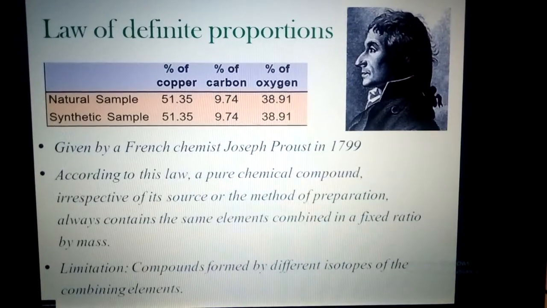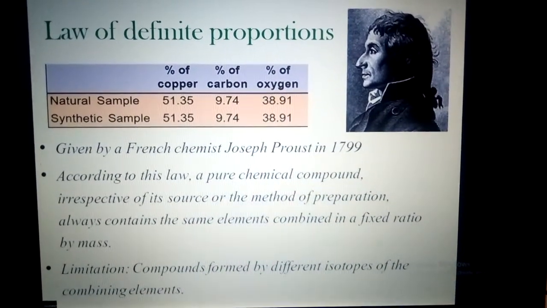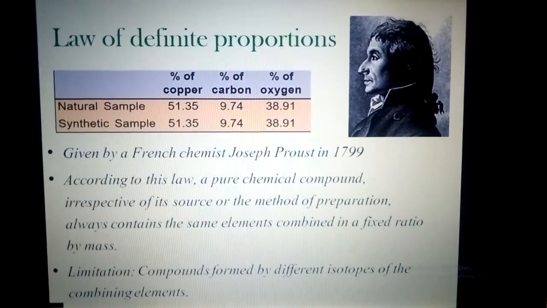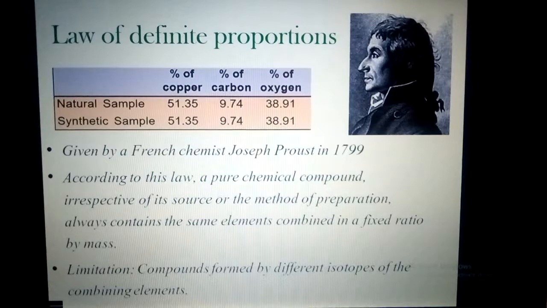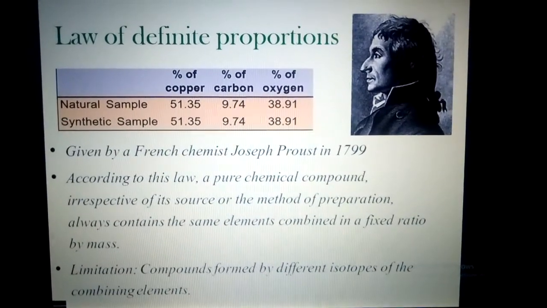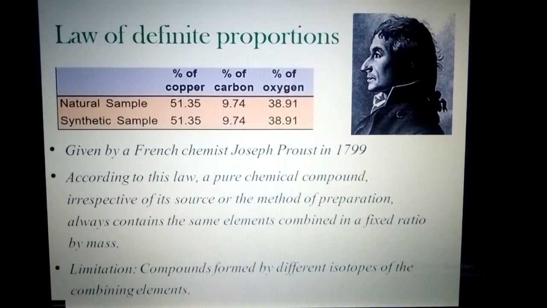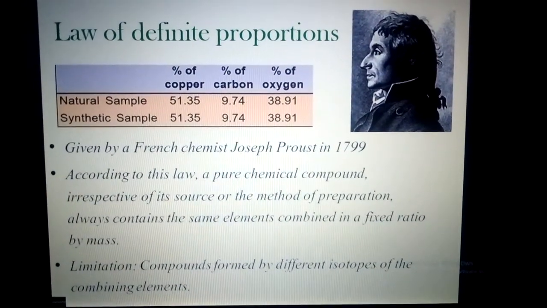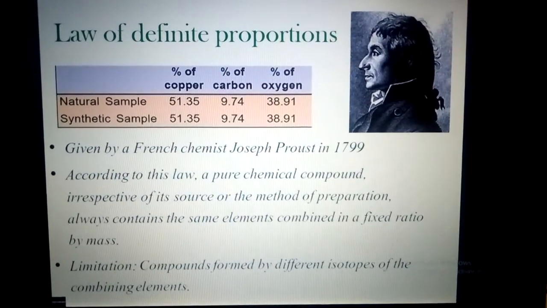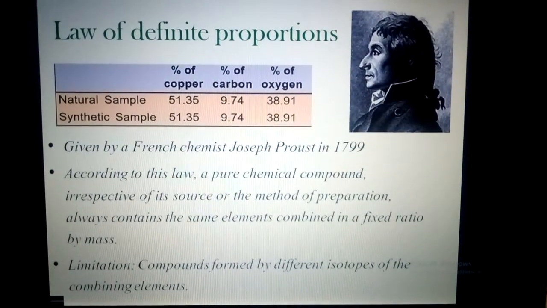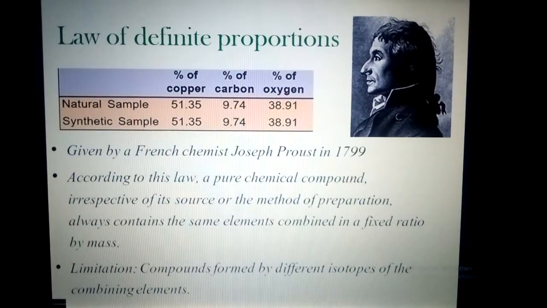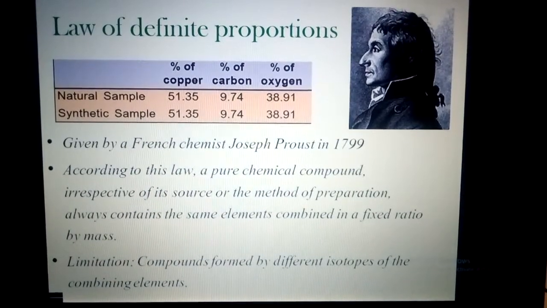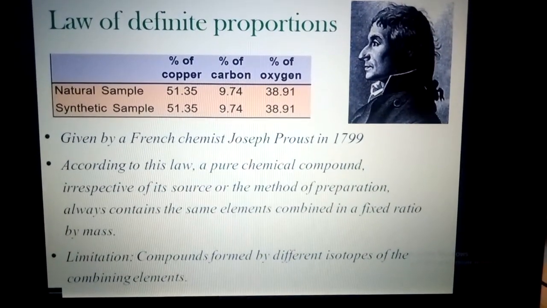Proust worked with 2 samples of cupric carbonate, one of which was of natural origin and the other was synthetic. He found that the composition of elements present in it was the same for both the samples. Thus, he concluded, irrespective of the source, a given compound always contains the same elements combined together in the same proportion by mass. But later, when isotopes were discovered, it was found that compounds are formed by different isotopes of the combining element. Thus, it was a limitation of the law.